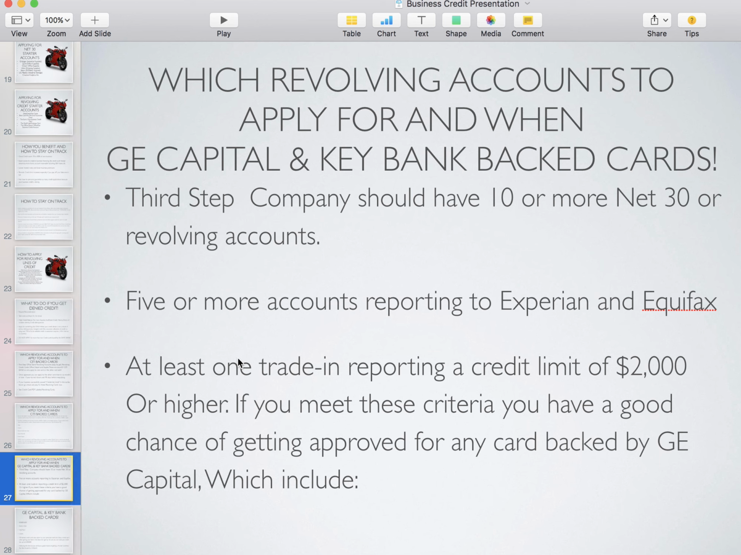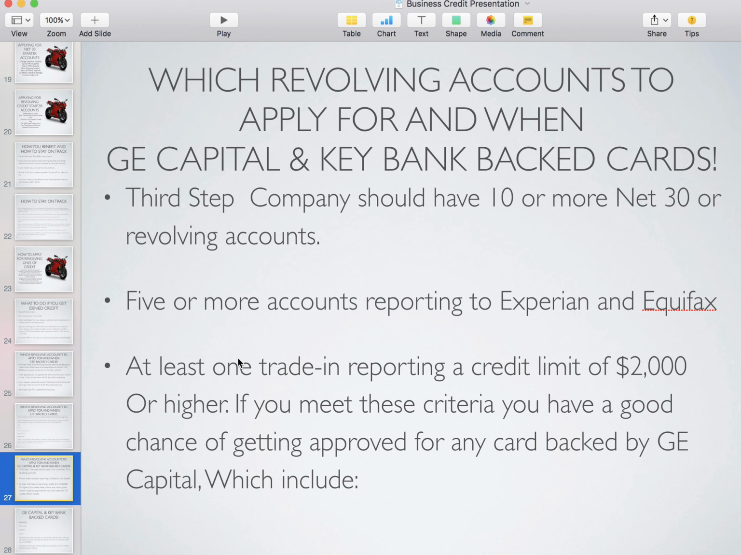All right. So now you want to look at some revolving accounts to apply for when you're dealing with GE Capital and Key Bank backed cards. Now this is step number 3. At this particular time, your company should have at least 10 or more net 30 or revolving accounts. You should have 5 or more accounts reporting to Experian and Equifax based upon the previous things that we said put together on the credit report earlier. It'd be the net 30 accounts and all those other accounts, that's beginning to report on your credit.